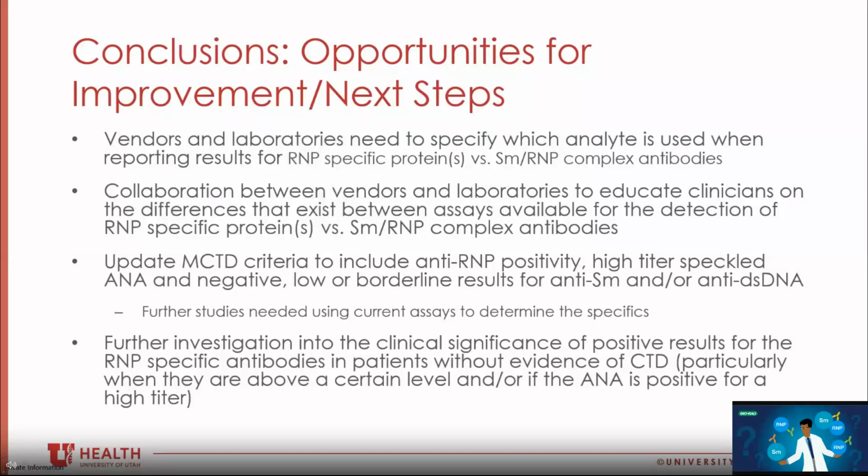They should also be updated to include the presence of a high titer speckled ANA and negative, low, or borderline results for anti-Smith and/or anti-double-stranded DNA antibodies. However, there are further studies needed using the current assays to establish which titers or levels of antibody are required for a diagnosis of mixed connective tissue disease, or if presence of anti-Smith or anti-double-stranded DNA precludes a diagnosis of mixed connective tissue disease.